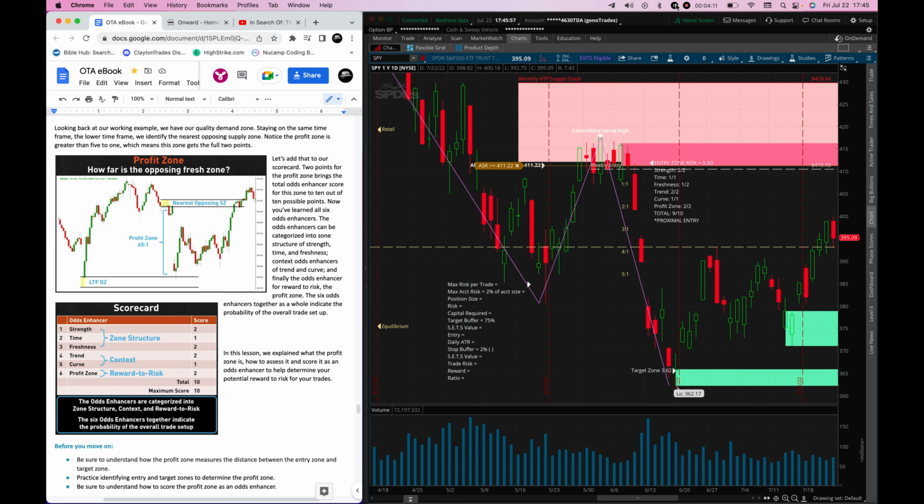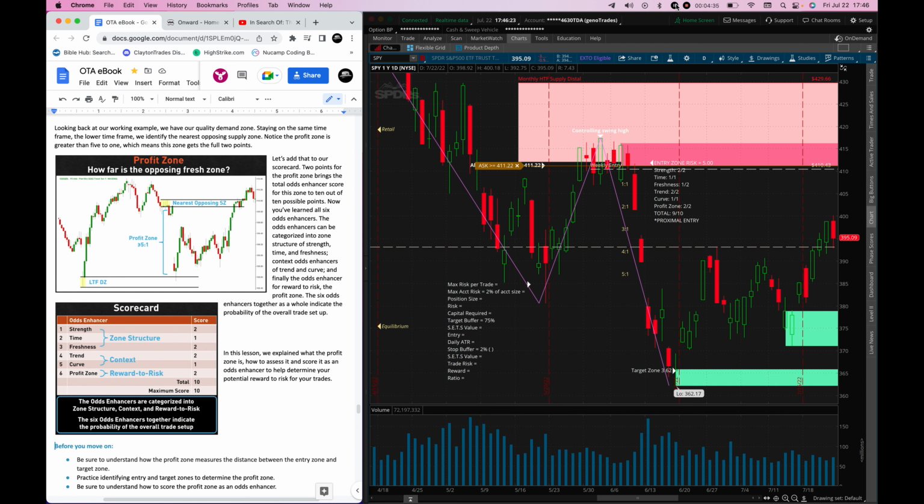The odds enhancers can be categorized into zone structure of strength, time, and freshness, context odds enhancers of trend and curve, and finally the odds enhancer for reward to risk, the profit zone. The 6 odds enhancers together as a whole indicate the probability of the overall trade setup.